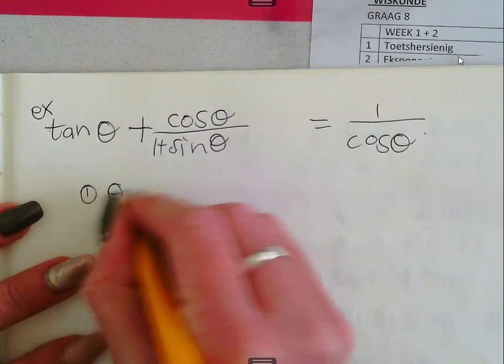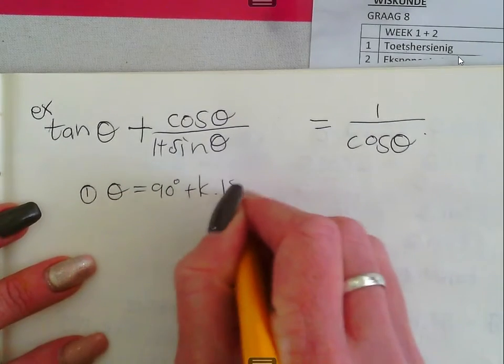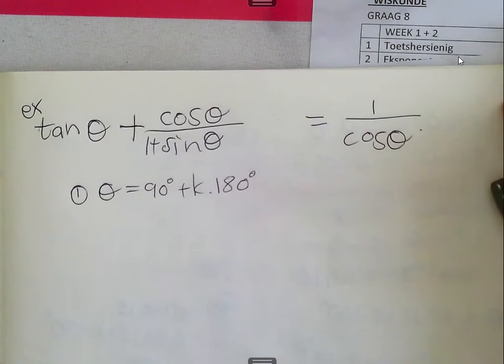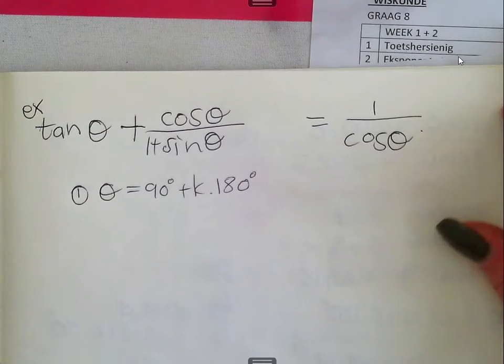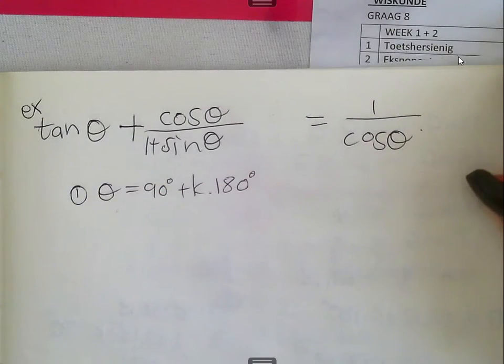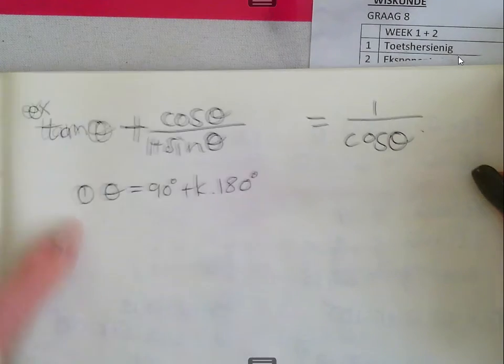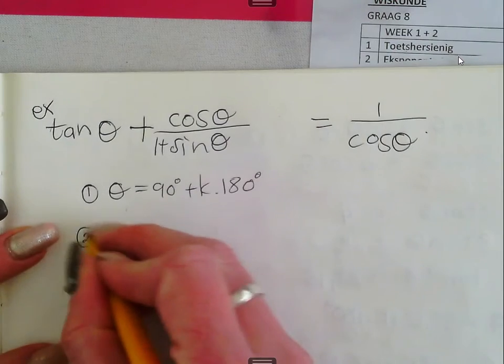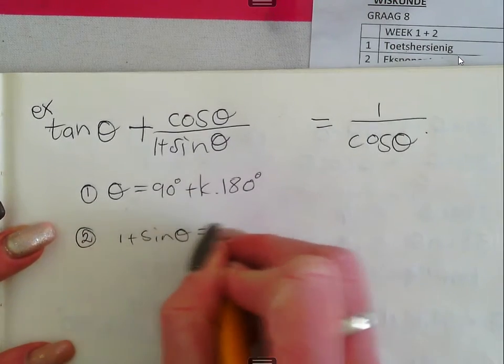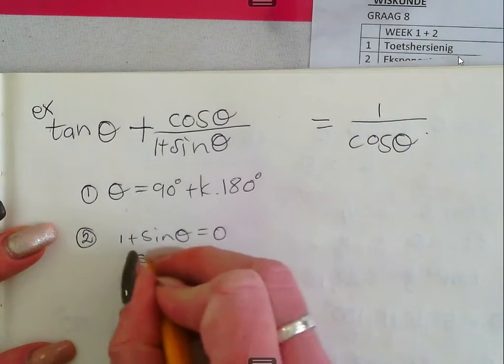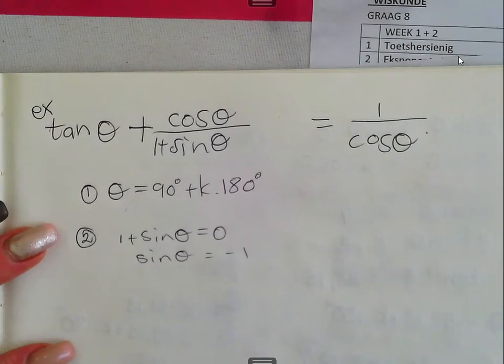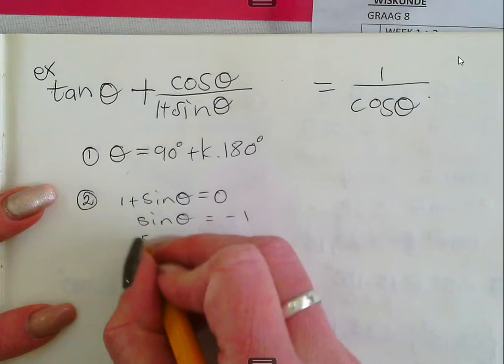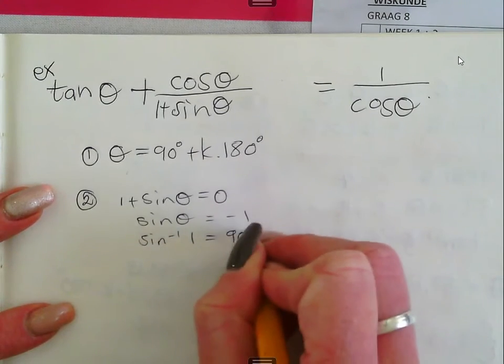The first one is theta equal to 90 degrees plus k times 180. Remember, the question states, for which values of theta will the function or the identity be invalid? So we can't draw a line through it. Because I'm saying if theta is 90 degrees plus k times 180, it will be invalid. Next up, any denominators. So there's the first one. 1 plus sin theta equal to 0. Sin theta equal to negative 1.